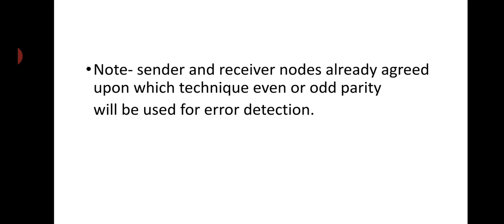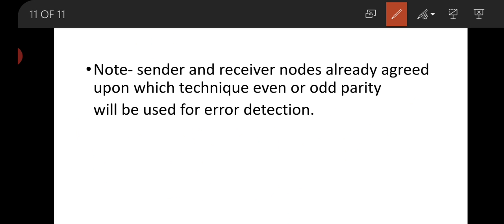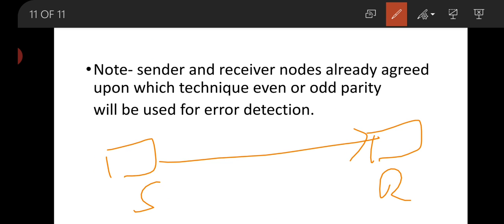Note, sender and receiver nodes have already agreed upon which technique, even or odd parity, will be used for error detection. Here you can be confused about how the sender and receiver are going to know whether even or odd parity will be used. They are already informed. Both are informed what checking method is used in the network. It will be even or it will be odd.